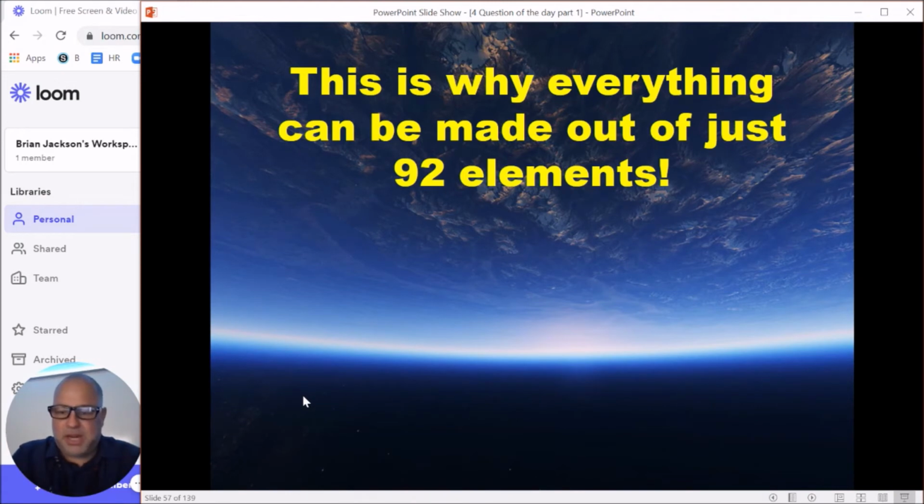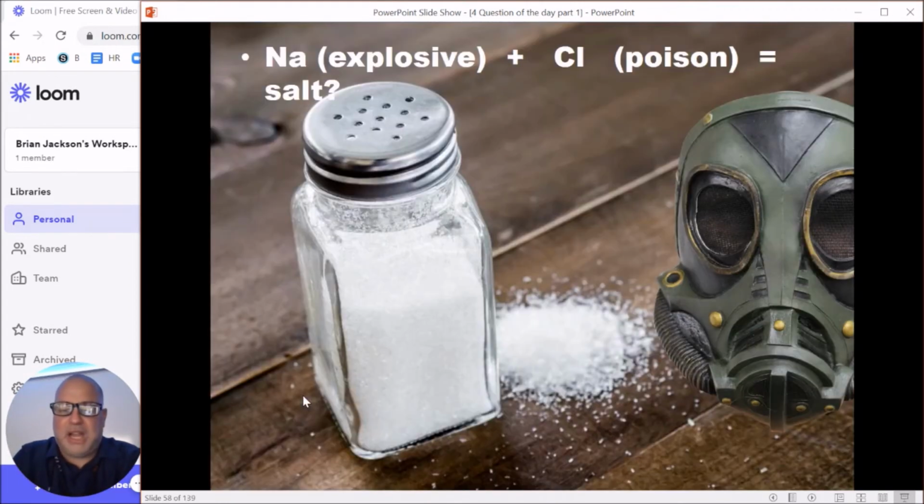There's only 92 ingredients on the entire periodic table naturally occurring, but you can make up everything in the entire universe from those 92 elements, right? And because just one little tiny atom in a chemical formula can completely change the way the entire thing works. How about this, for an example? Sodium, super explosive.